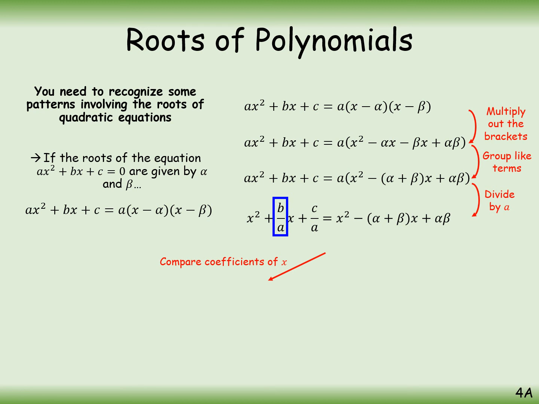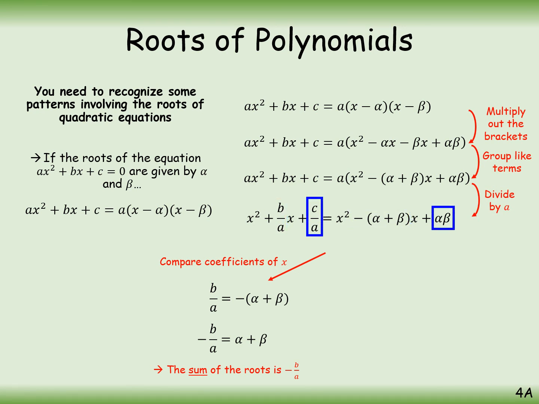Now you can see clearly here that b over a is actually minus (alpha plus beta), and that minus b over a would be just alpha plus beta. So the sum of the roots is minus b over a. Now if we look at c over a, we can compare the constant and say c over a is the product of the two roots, alpha beta. So the product of the roots is c over a.